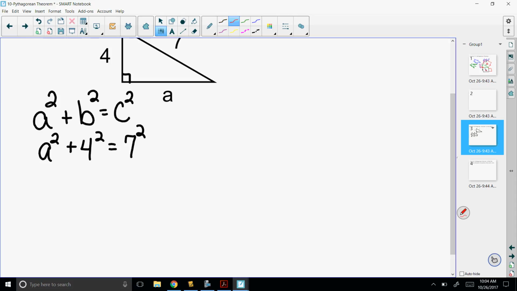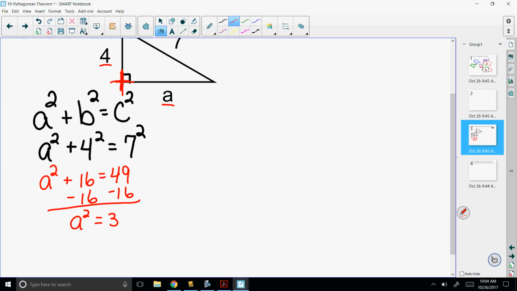And if I think about it, right here's my plus sign, so I got to take the 4 and the a, and that's what I'm going to be adding together. They're the two legs. a squared plus, what's 4 squared? 16 equals 7 squared, or 49. How do you solve that? Subtract 16 from both sides. Very good. So I get a squared is equal to 33.